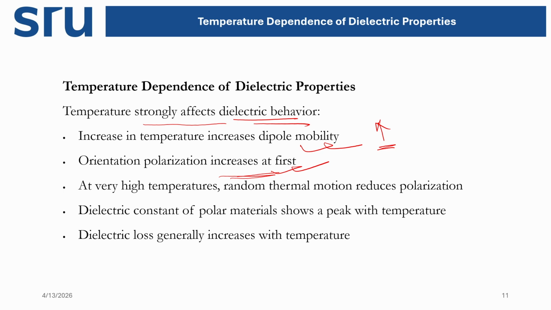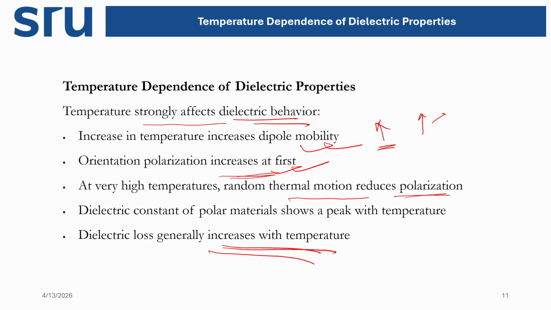At very high temperature, random thermal motion reduces the polarization. When the temperature is very high, the orientation can change in a random way, so the dipole moment will be reduced, and when the dipole moment is reduced, polarization is reduced. The dielectric constant of a polar material shows a peak with temperature. Dielectric losses generally increase with increasing temperature.